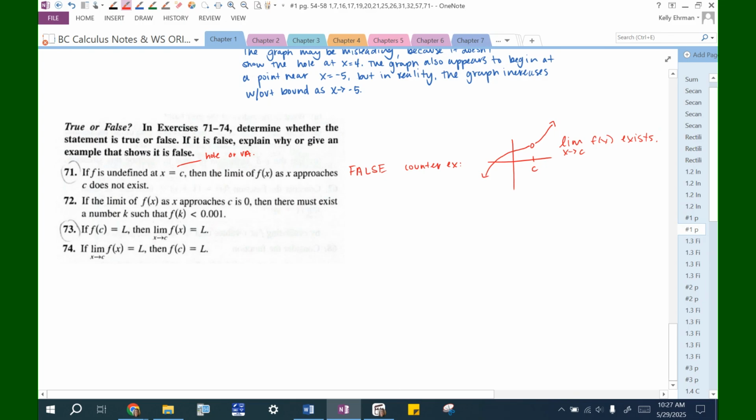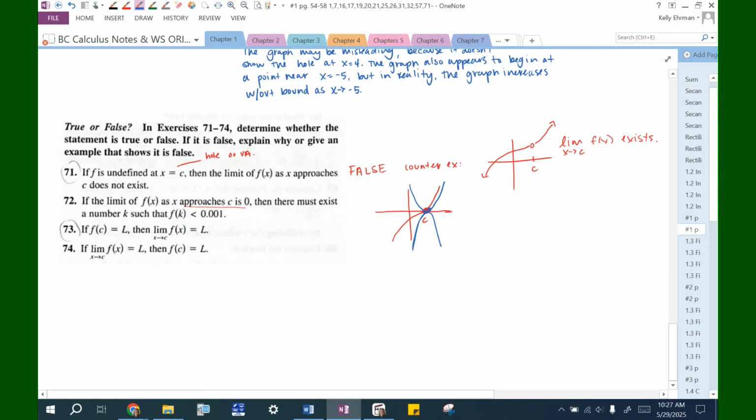If the limit of f of x as x approaches c is 0, then there must exist a number k such that f of k is less than 0.001. So let's see. We know we have a graph where the limit as we approach c is 0. That could mean that f of c equals 0, or that could be a graph like this, or a graph like this, and there could be a hole right here. So let's look through all those scenarios.